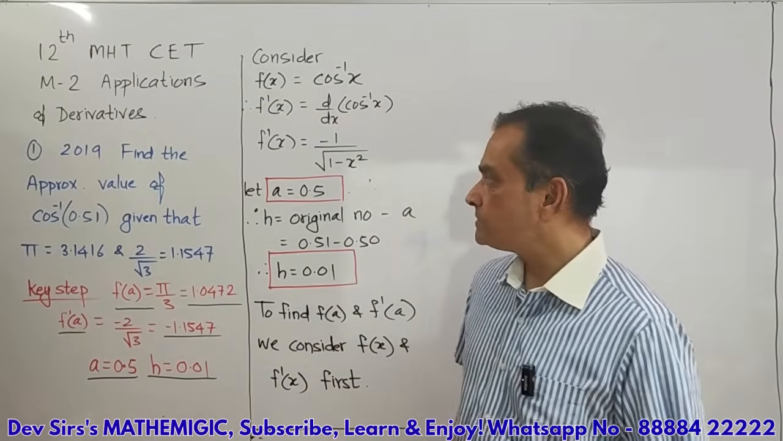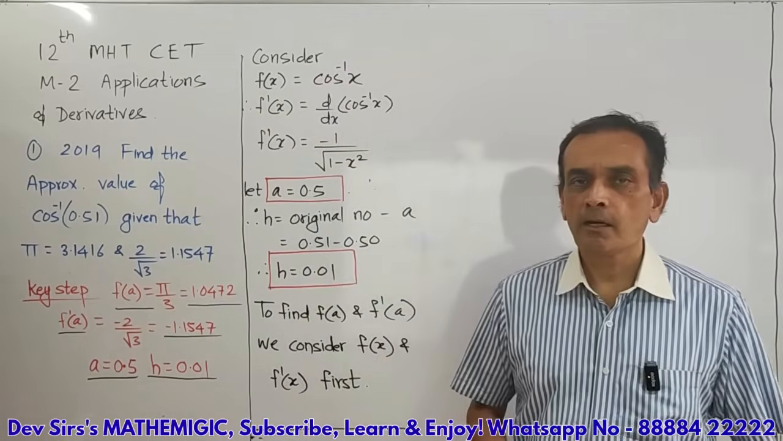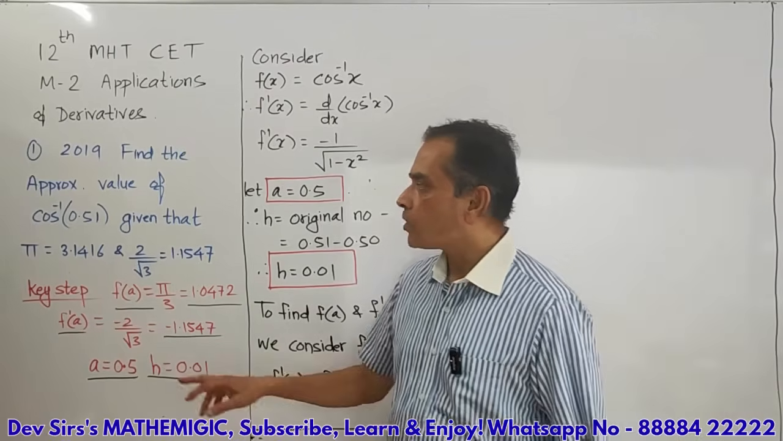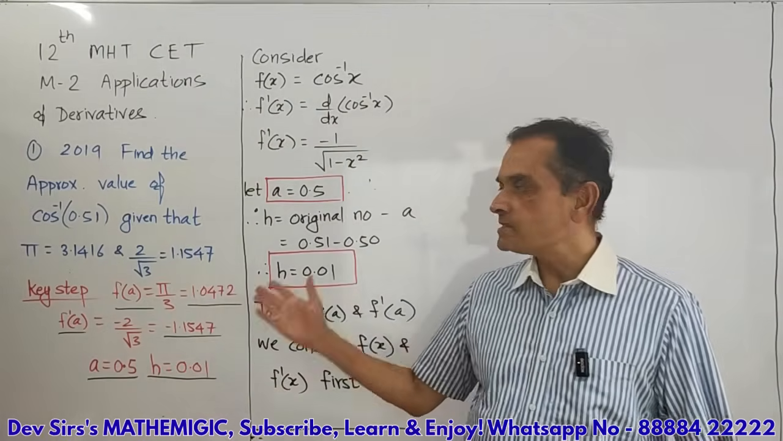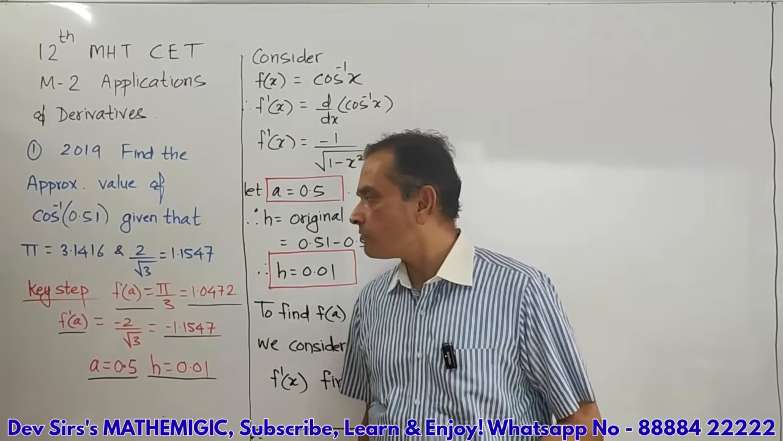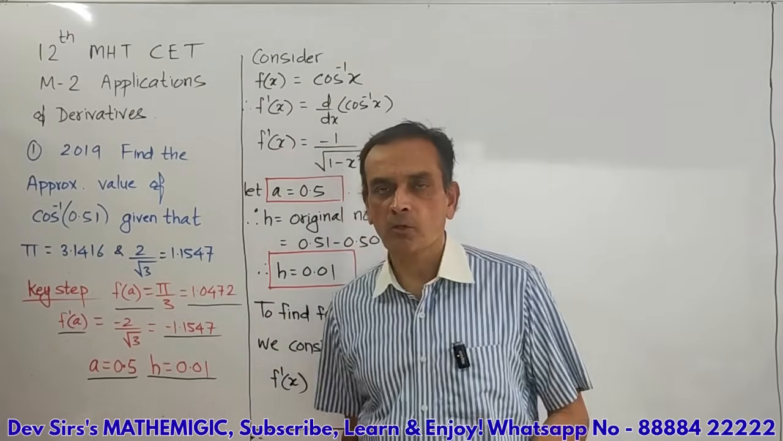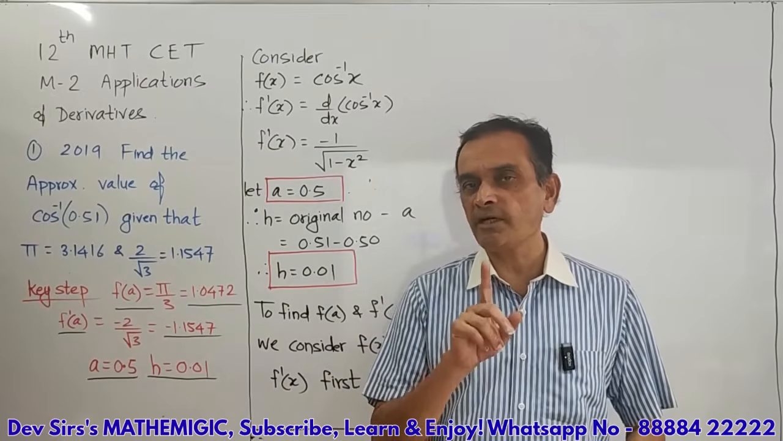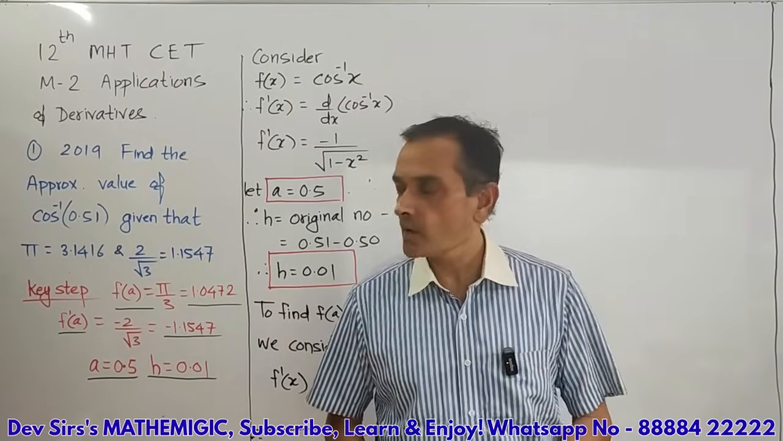Applications of derivatives. This is a 2019 question. Find the approximate value of cos inverse 0.51 given that pi is equal to 3.1416 and 2 upon root 3 is equal to this value. Okay. In applications of derivatives, I think we have finished with tangent. Now there is the second application.